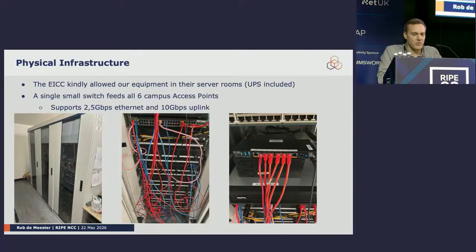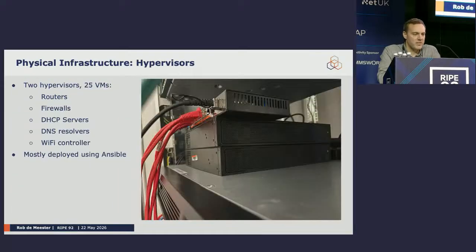Pictured on the right, you can also see this little switch with 6 Ethernet cables in it, which is feeding the 6 larger campus E7 access points in the main and side room. These are our 2 hypervisors. They run about 25 VMs on them, and they are mostly deployed using Ansible.